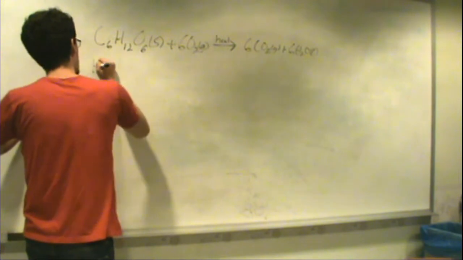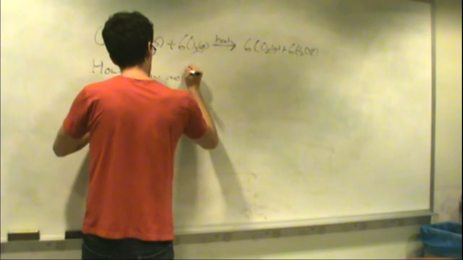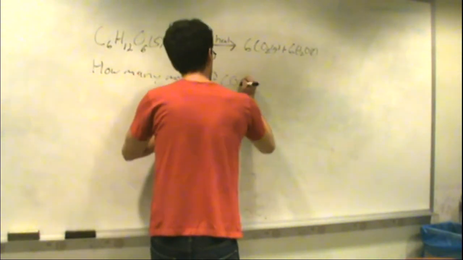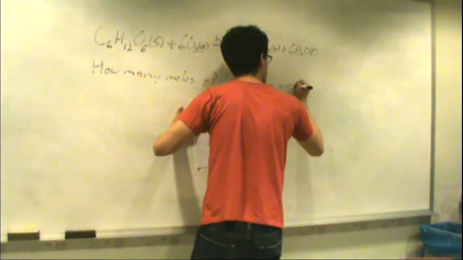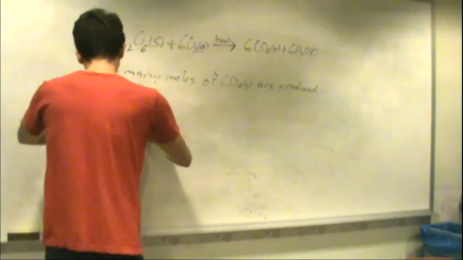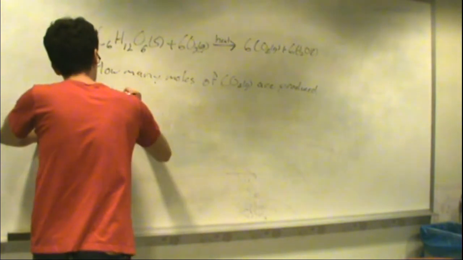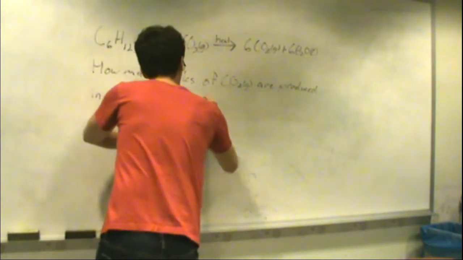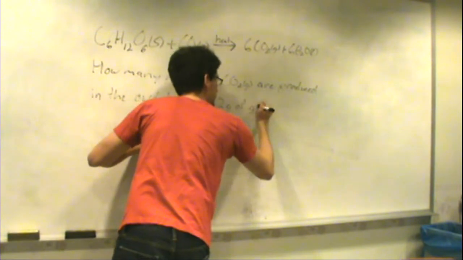Now the question is, how many moles of CO2 gas are produced in the oxidation of 2 grams of glucose.